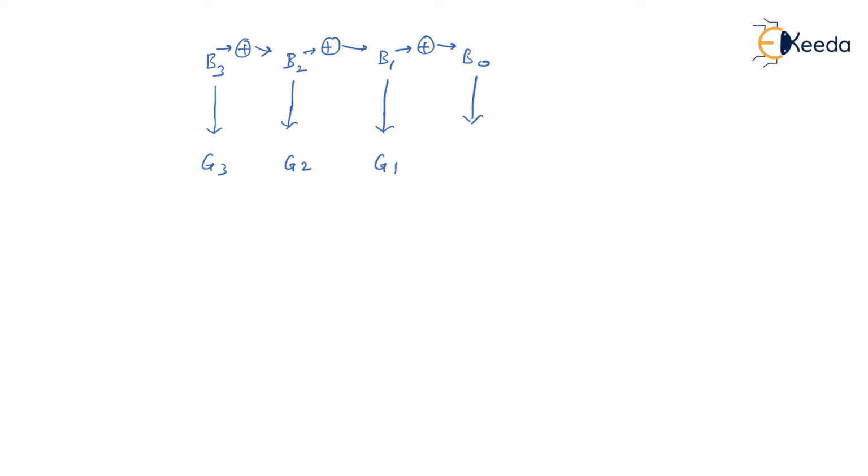So let me just copy the logic that we had on the last page, which is B3, B2, B1, B0. For binary to gray conversion, we just copy the MSB as it is. Then we XOR B3 with B2 and the resultant bit is called G2. Then we XOR B2 with B1, so the resultant code is G1. Then B1 is XORed with B0 and the resultant code is G0. So this was the binary code and this is the gray code.